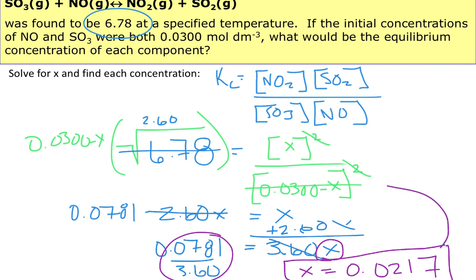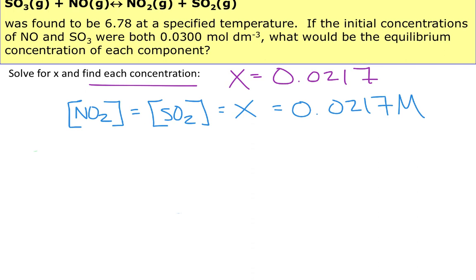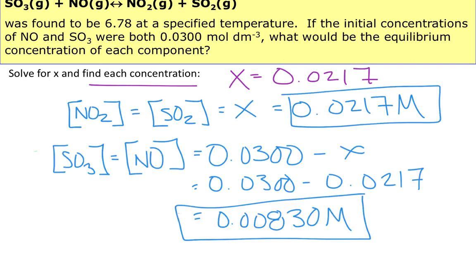I have to use this x to go back and find those concentrations. So that's what we were actually looking for, the equilibrium concentrations. Now we're going to use x to find those concentrations. For the products, their concentrations were just equal to x, because it was 0 plus x equals x. So those concentrations are just 0.0217 molar. But for the reactants, we have a little math to do. Remember, for the reactants, we had 0.03 minus x. So we're going to do 0.03 minus 0.0217, and we get 0.00830 molarity for both of the reactants.